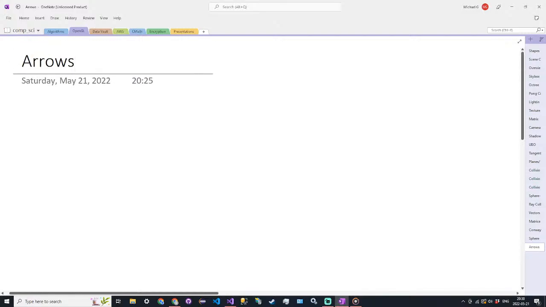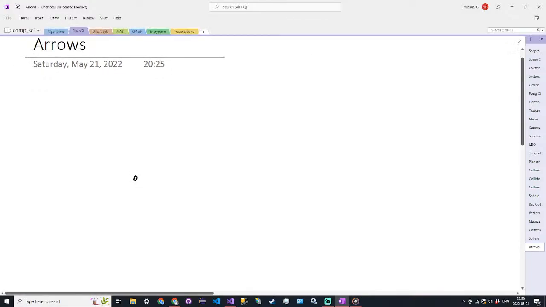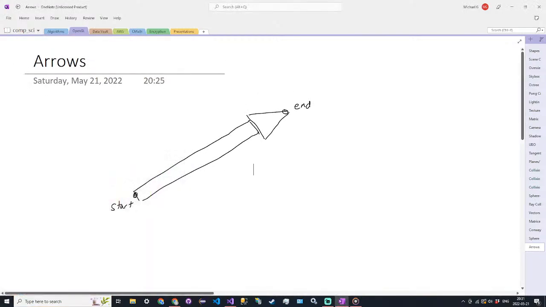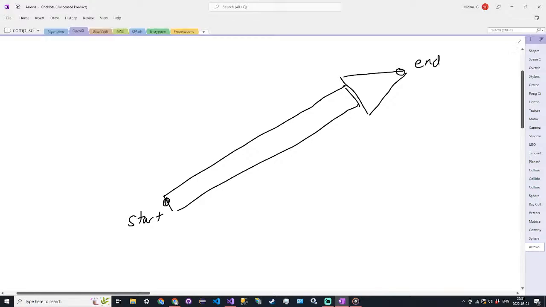So let's look at what an arrow looks like. It'll have a start point and an end point, and we're going to make it 3D. So we want it to have an arm like so, and then we also want it to have the arrow head. That's going to look like that. This is our start point, and this is our end point. Those are the first two parameters, and then we also have a few other dimensional parameters.